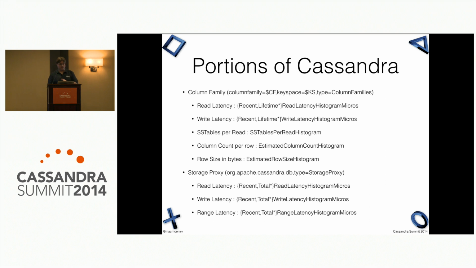For those of you following along at home, if you really want to dig in, these are the actual metrics you can pull out which have the histograms. Slides will be available online, so you don't have to write them down right now. The main thing: within column family, you have read and write latency, SSTables per read, column counts per row, and row size in bytes. Inside of the storage proxy, again, you have the read and write latencies. You also have a range latency for when you're performing range operations in addition to individual reads and writes.